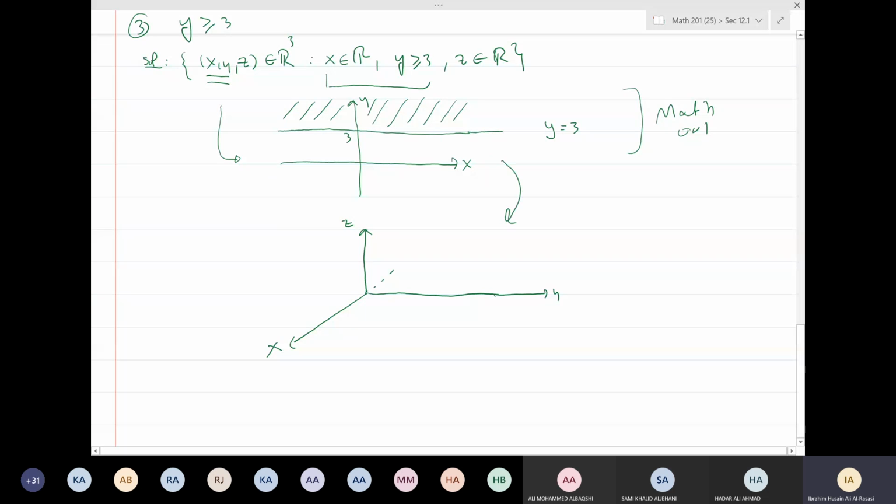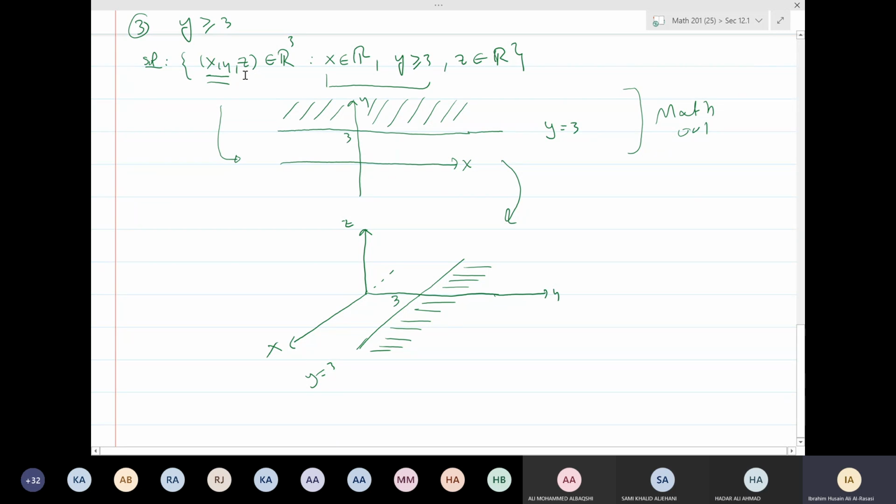Just bring it here. So y equals 3. This is 3, and this is the line, and everything to the right of it. Everything to the right. This is y equals 3, and everything to the right of it. I take it from here, from orientation. Now this is for x and y. For x and y, I am done.